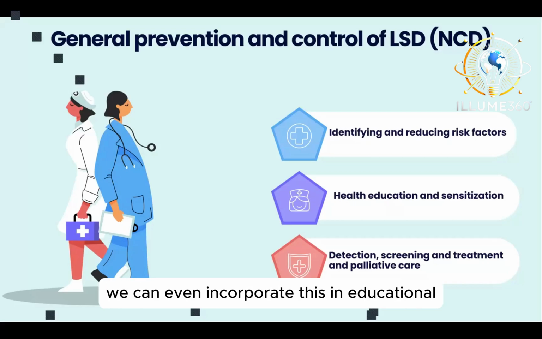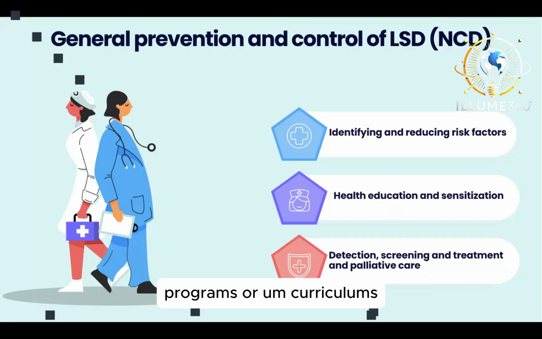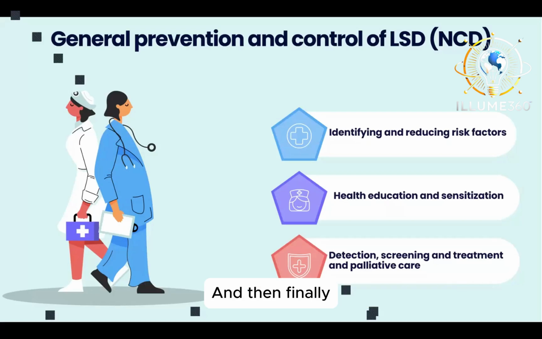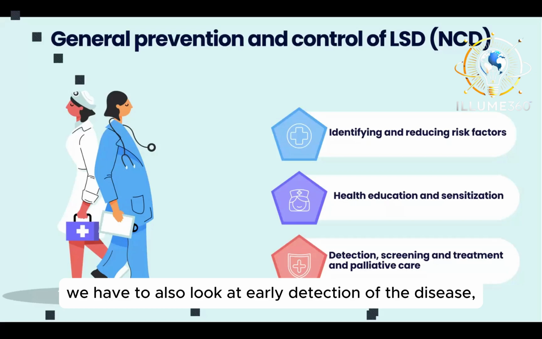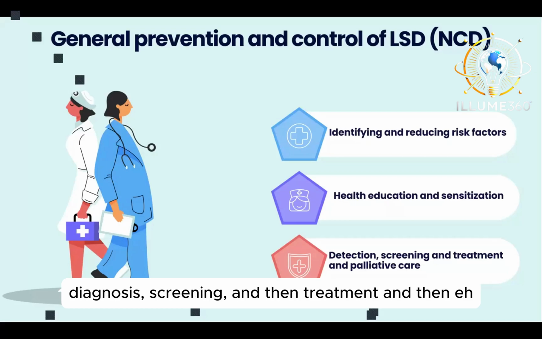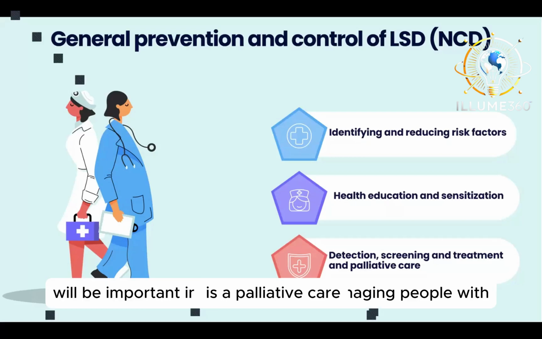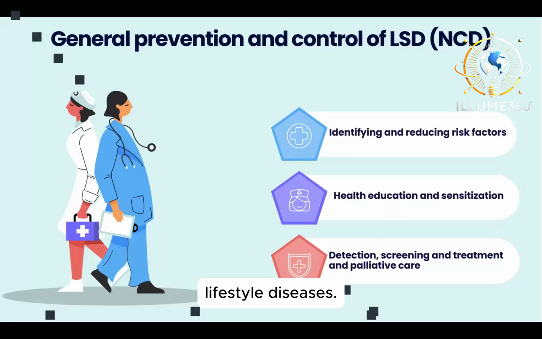We can even inculcate this in educational programs or curriculums, etc., to make people aware, so that they will probably take charge of their health by doing the right things. And then finally, we also have to look at early detection of the disease, diagnosis, screening, and then treatment. And then collective healthcare will be very important. Palliative care will be important in controlling and managing people with lifestyle diseases.